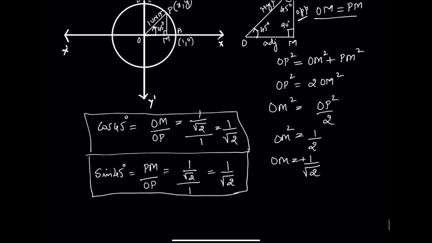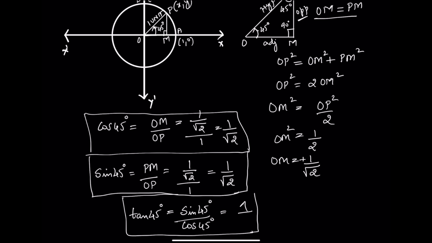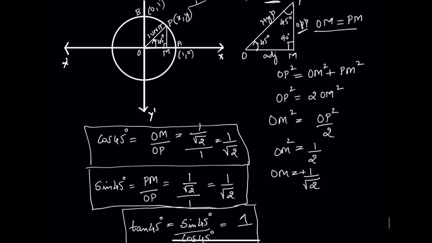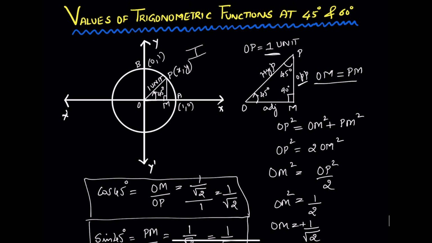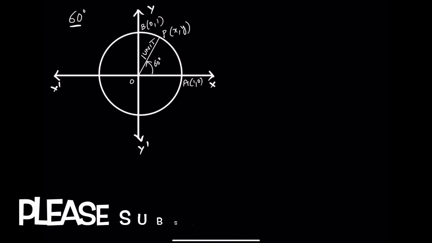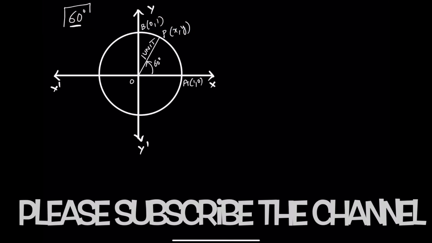If we know the value of sine and cos, the value of tan is very easy. So tan 45 is nothing but sine 45 divided by cos 45, which is equal to 1, because both are equal, so numerator and denominator cancel out, and we get 1. So this is how we can identify the value of trigonometric functions at 45 degrees. Now let's continue to find the value of trigonometric functions at 60 degrees.